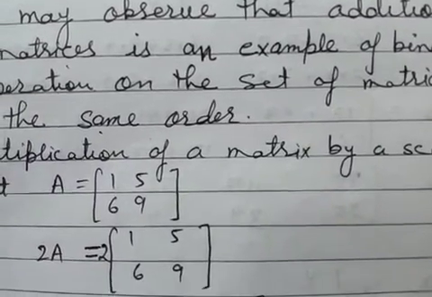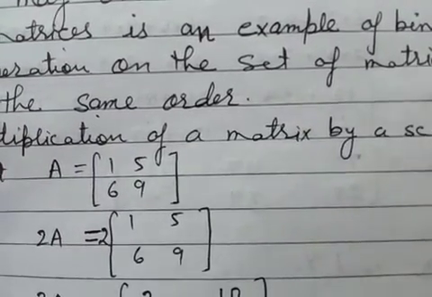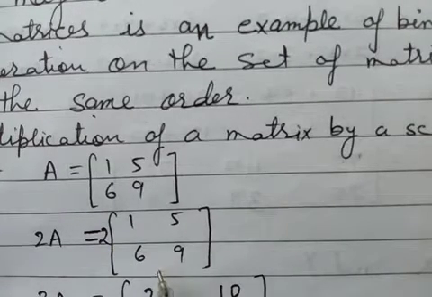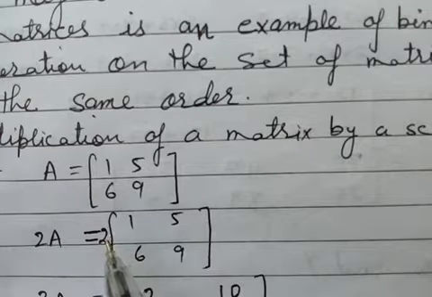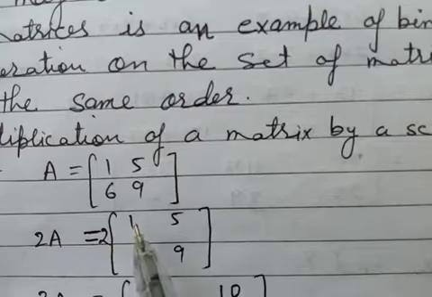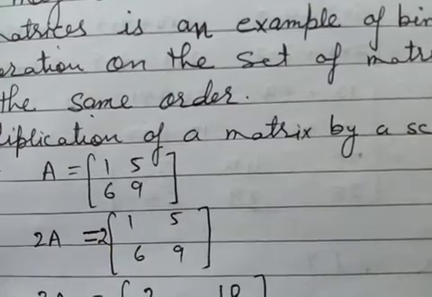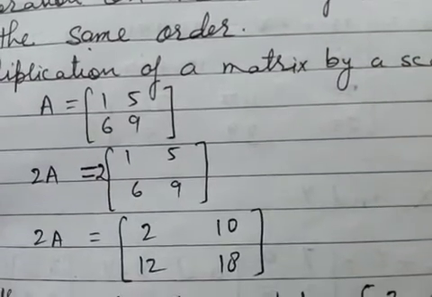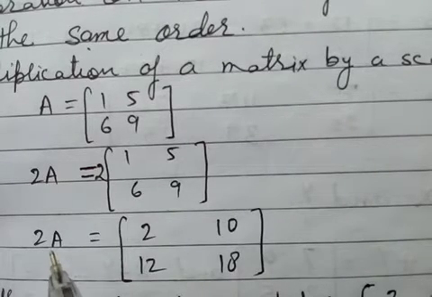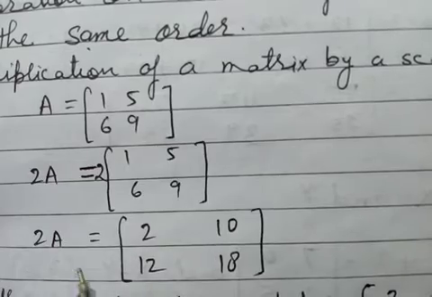Now we will discuss multiplication of a matrix by a scalar. Suppose that A is a matrix of 2 by 2 order, then 2A is equal to 2 multiplied by the matrix A. Now we can multiply 2 into all elements of the matrix A. So we can multiply 2 into 1, 2 into 5, 2 into 6 and 2 into 9. Here 2 is a scalar quantity and A is a matrix, so we multiply all elements of matrix A by 2.